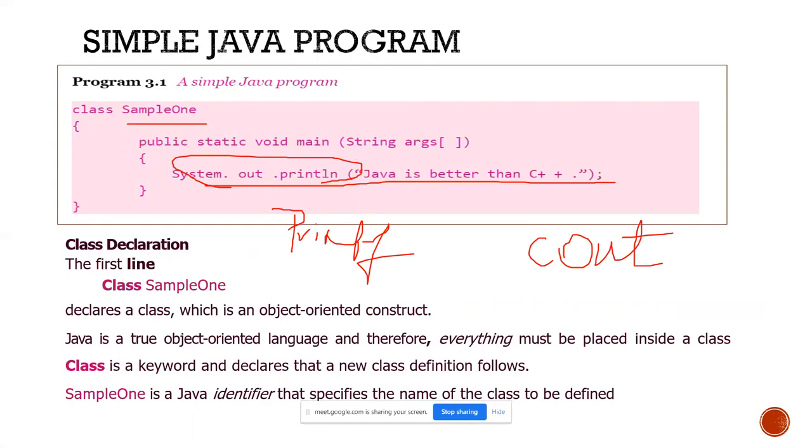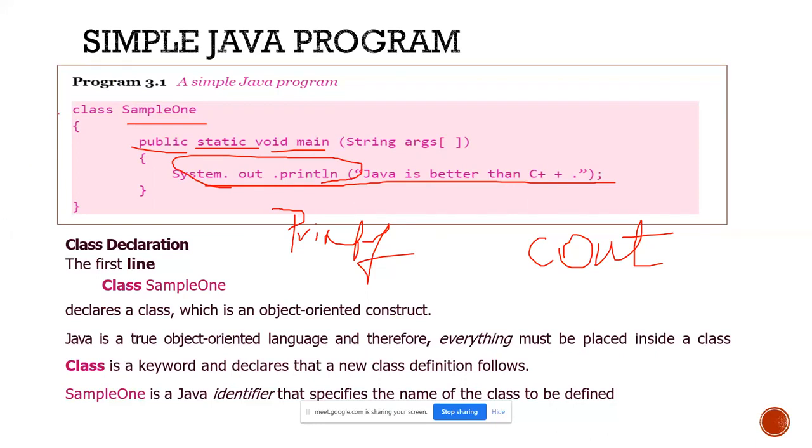Within the code I have given Java is better than C++. The main program, which is very important, is public static void main, which is a fixed line, and within brackets you have to give String args. The name of the class is sample1. So look into the declaration. The first line, class sample1, declares the class, which is an object-oriented construct. Java is a true object-oriented language, and therefore everything must be placed inside a class. It is purely object-oriented, whereas C++ is not purely object-oriented.